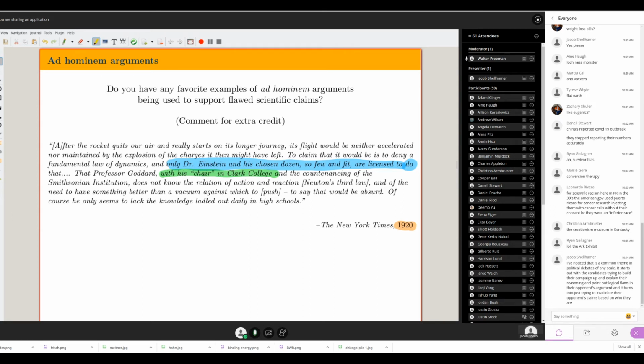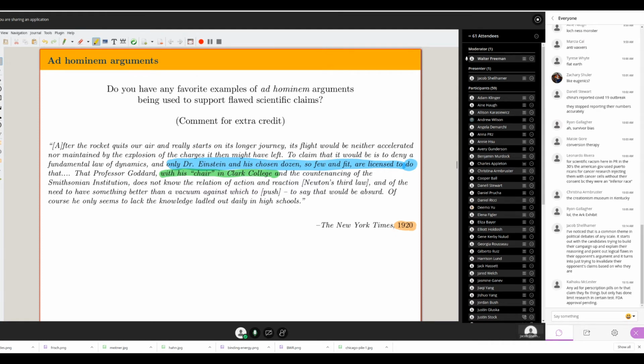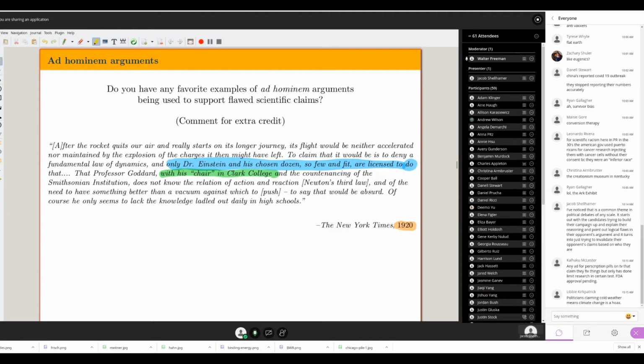This is a great example of argument from authority being contrasted with an ad hominem attack. Both of these are wrong. Einstein doesn't get to break the laws of physics, but some guy nobody's heard of is just as equipped to make scientific claims as anybody else. What matters is how does a rocket actually work? And is Goddard saying things that make sense? And the New York Times never looked at this.